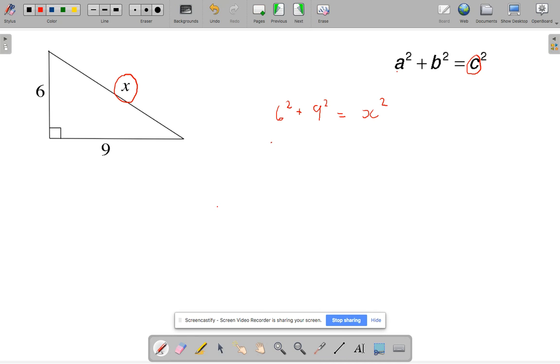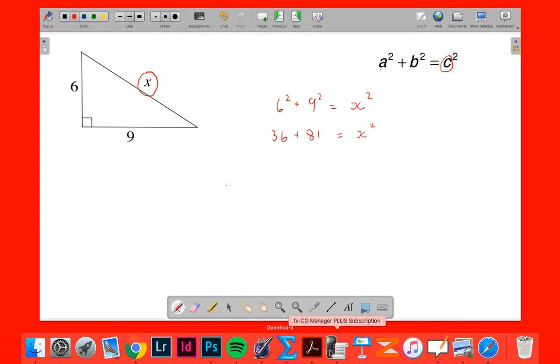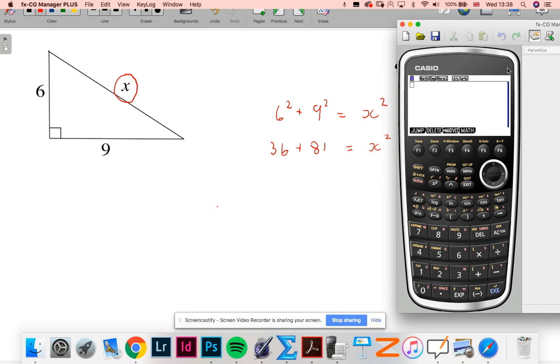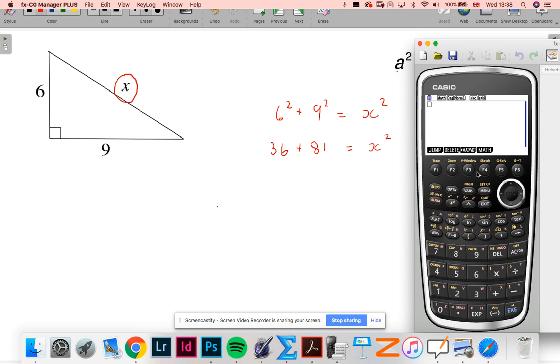Now I know what 6 squared is, that's 36. And I know what 9 squared is, that's 81. But now I'm going to get my calculator to add those up and do the square root. So although I've got my big calculator here, yours is going to work exactly the same. So 36 add 81 gives me 117. And now I'm going to look for the square root button. Now the square root button on my calculator is here. So I'm going to go shift square root and then find the answer.